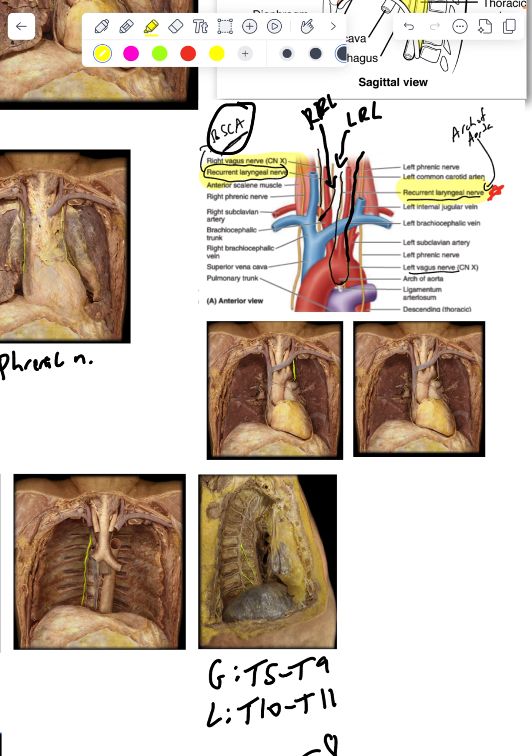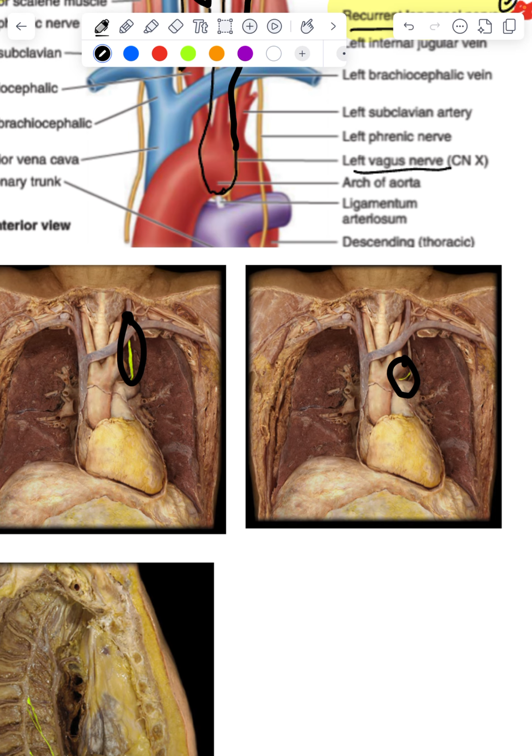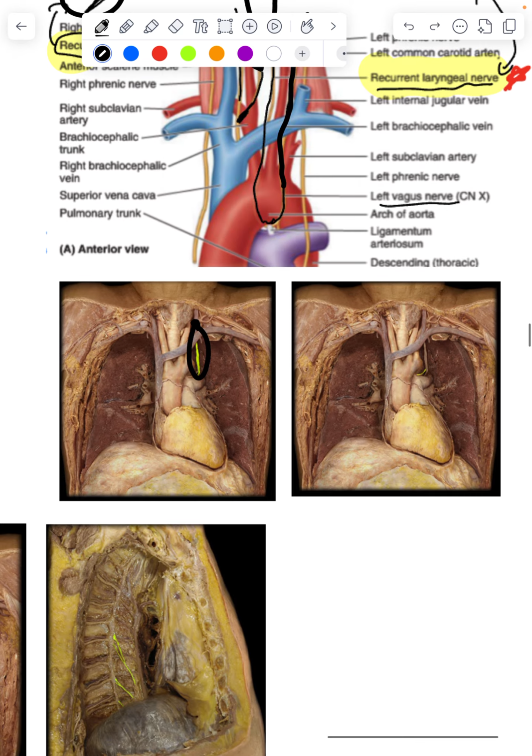So this is an example of the left one in the donor body. And then this right here, the branch it's giving off around the arch of the aorta, which is going to go back up, is your left recurrent laryngeal nerve.